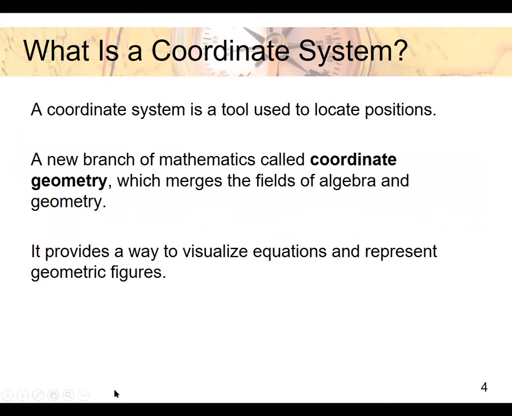A coordinate system is nothing but a tool that's used to locate points. So here we're going to be dealing with a new branch of geometry, which is called coordinate geometry. Here we're going to be putting the fields of algebra and geometry together. Because in geometry, one of the fundamental things that we talk about are going to be points and lines and planes.